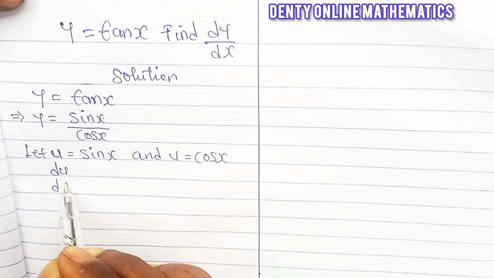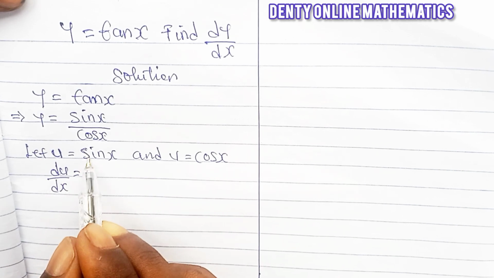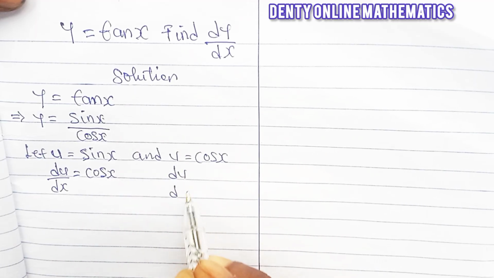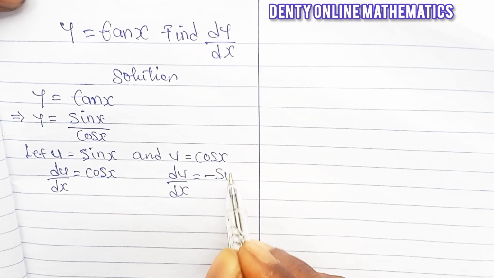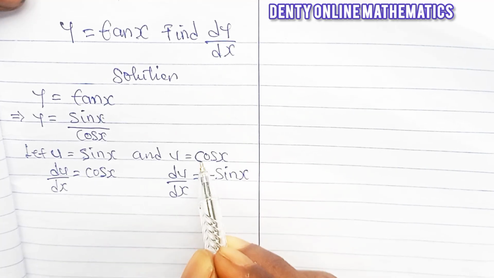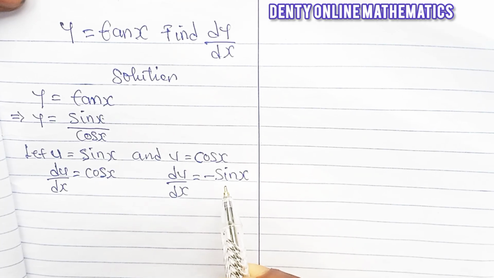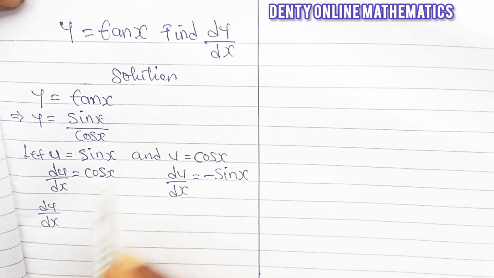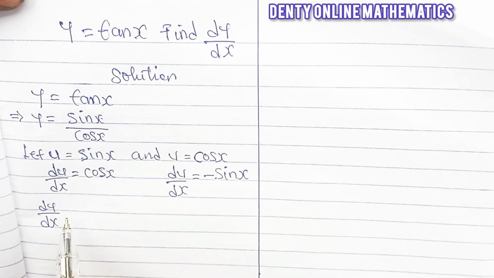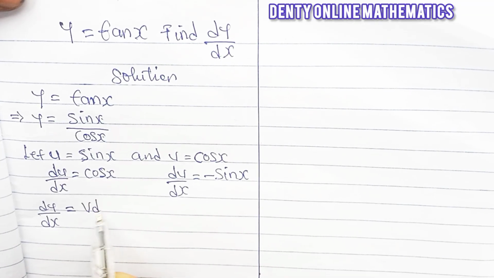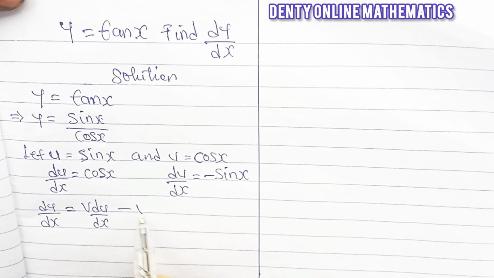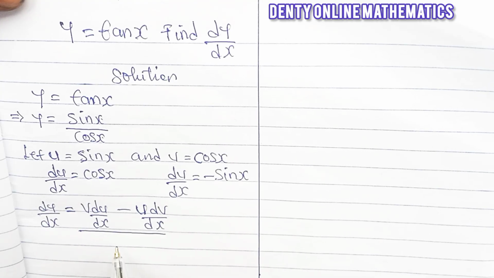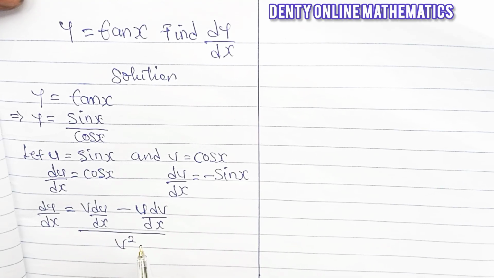Now du over dx: if we differentiate sin x, we are going to have cos x. Now dv over dx is equal to minus sin x. That implies that if you differentiate cos x, you're going to have negative sin x as your derivative. Now we have to find dy over dx. Our dy dx is equal to v du dx minus u dv dx, all over v squared. This is the formula for the quotient rule.